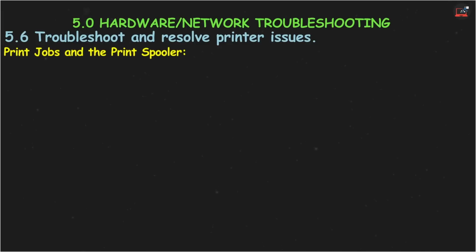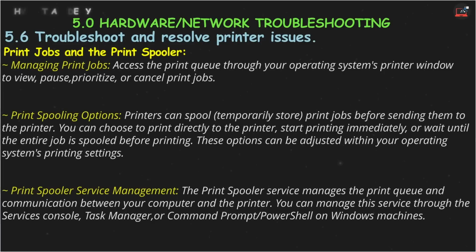Print jobs and the print spooler. Managing print jobs. Access the print queue through your operating system's printer window to view, pause, prioritize, or cancel print jobs. Print spooling options. Printers can spool, temporarily store print jobs before sending them to the printer. You can choose to print directly to the printer, start printing immediately, or wait until the entire job is spooled before printing. These options can be adjusted within your operating system's printing settings.